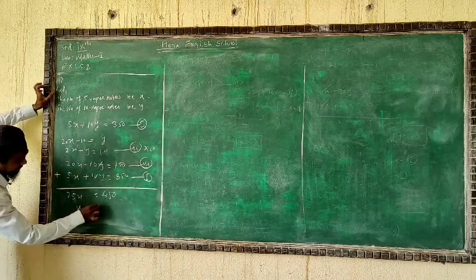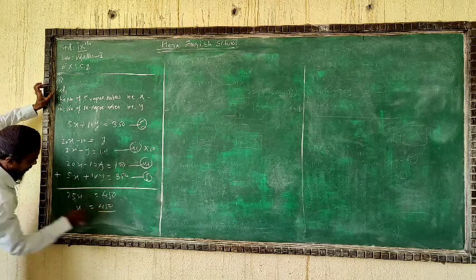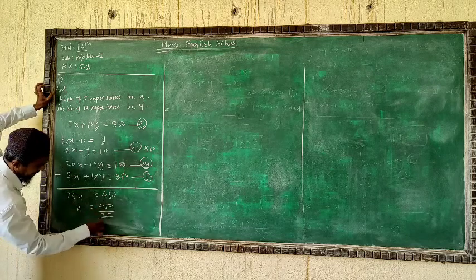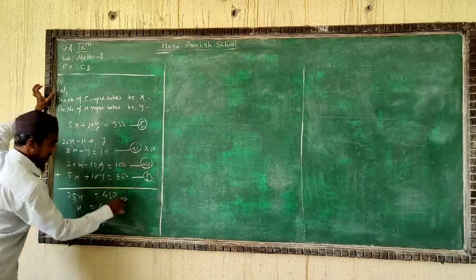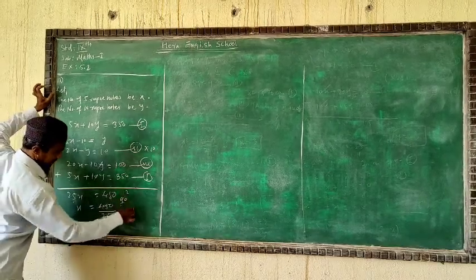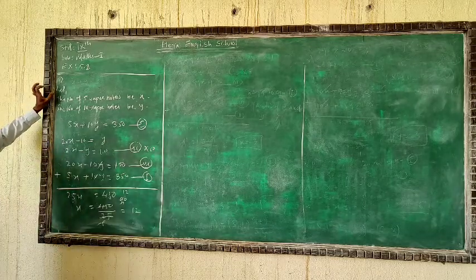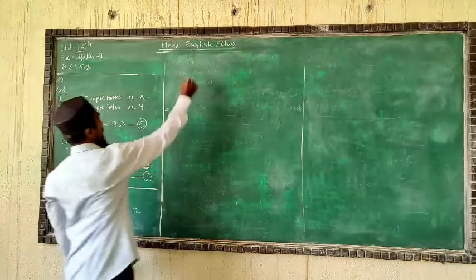X is equal to 450 upon 25. 5 5s are 25, 5 9s are 45, 5 1s are 5, 5 1s are 5, 1 carry, 5 2s are 10. You will get 18. The x we got here is 18.